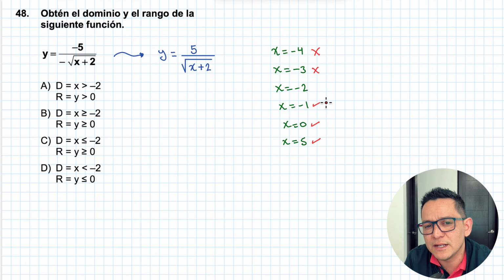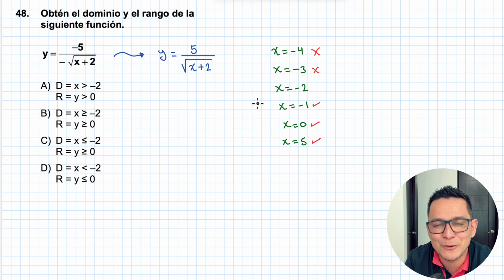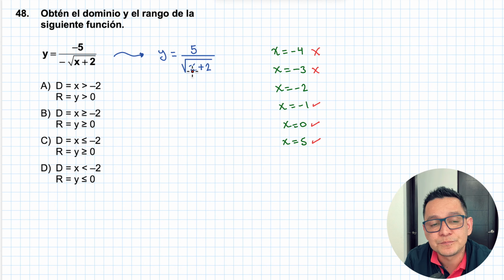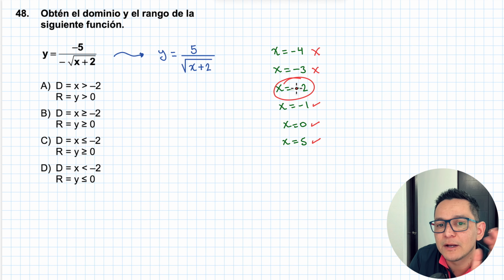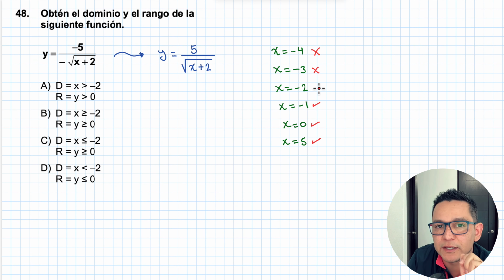And can x be -1? Well, yes, too. I'll write it down right away. Look, if I plug in -1, I would get -1 plus 2, which equals 1. And the square root of 1 is 1, and 5 divided by 1 equals 5. So when x is -1, the whole function is 5, right? So it can be that value, but there's a problem with -2. And that's exactly why I left it for last.